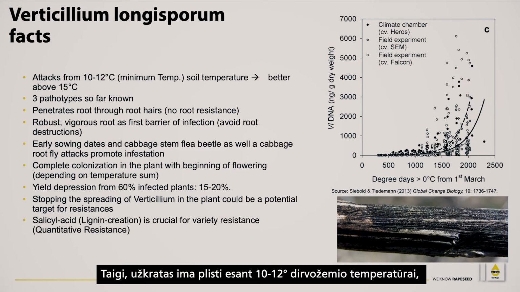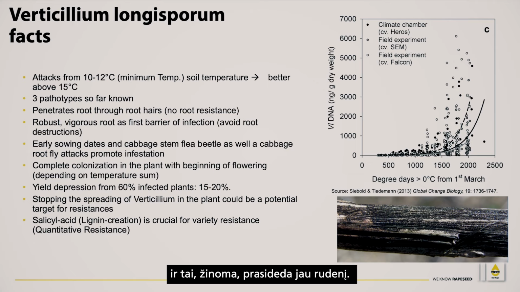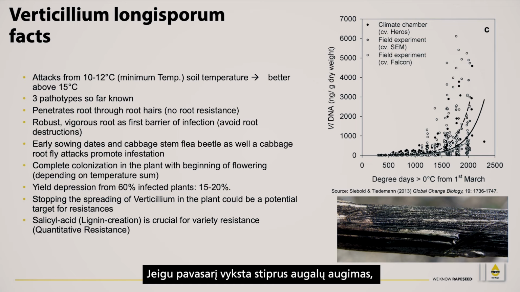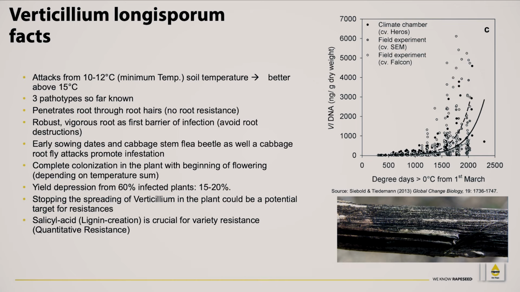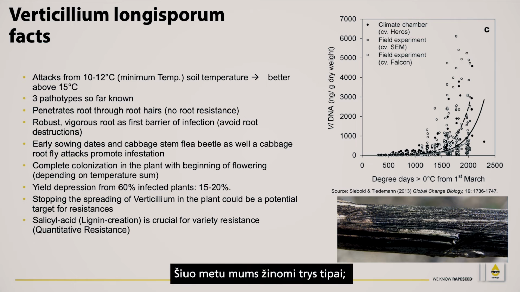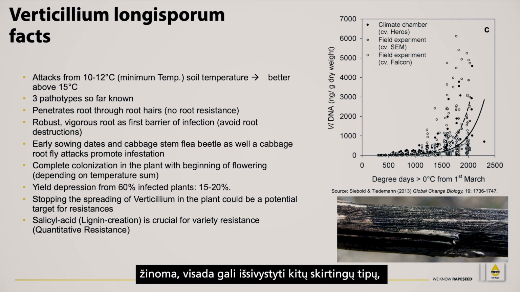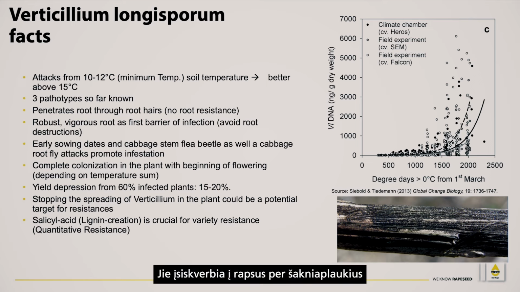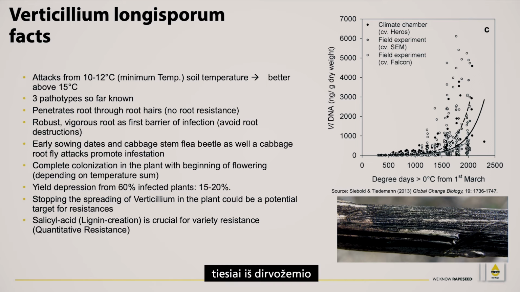So we get the attacks from 10 to 12 degrees soil temperature, and that's of course even in autumn already. So when the soil in summer is still quite warm, we have sown the oilseed rape, we have a good spring development, we also have good conditions for verticillium longisporum. At the moment we know 3 races so far. Of course there's always a development of different races ongoing, but what we know at the moment is that there are 3 pathotypes.